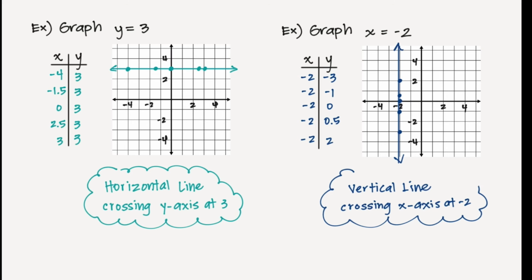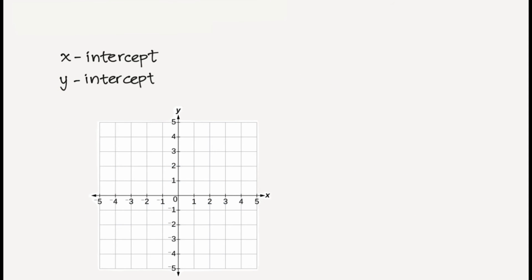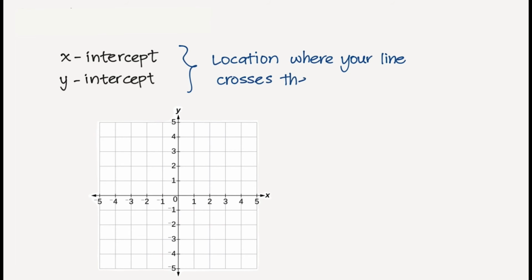Okay. So why don't we go ahead now and move on to our second method, which is graphing using intercepts. And we're talking about the x-intercept and the y-intercept, which, looking at a line, is the location where your line is crossing either the x-axis or the y-axis. And this is going to be another way that we can very quickly graph linear equations.